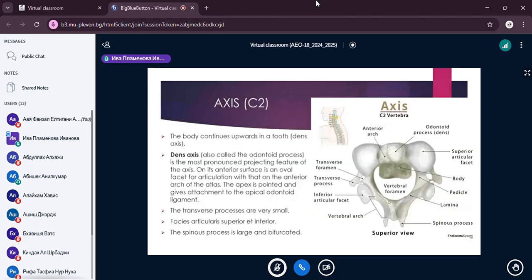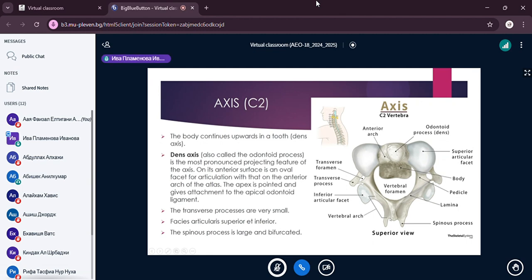Okay, the next one, C2. It is called axis. It has a body, which continues upwards in a tooth or dens axis. This one, that's the superior view. This is the dens axis. Here is the body. We have also anterior arch, this one and this one. Of course, this is the vertebral arch.